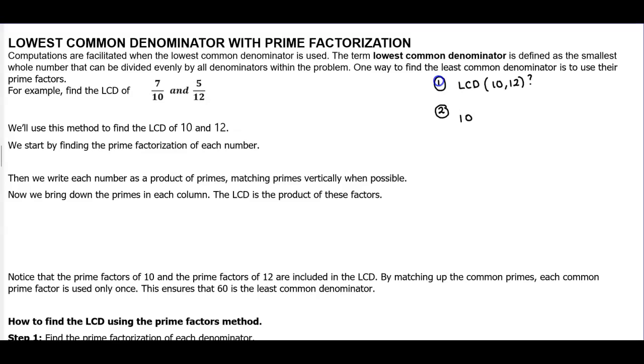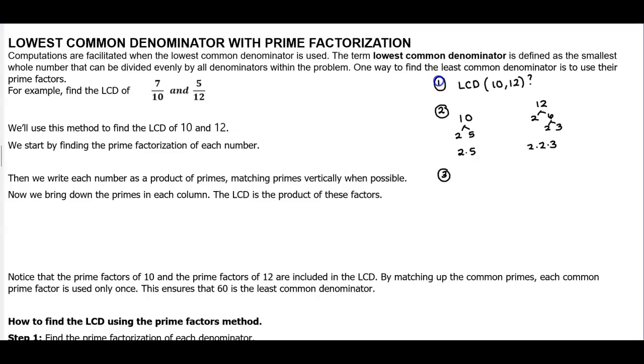If we take a look at the number 10 and break that down into prime form, we can see that these are factors. The prime factorization is 2 times 5. And then for 12, we know that we have 2 times 6, which then becomes 2 times 3. So the prime factorization of 12 is 2 times 2 times 3.